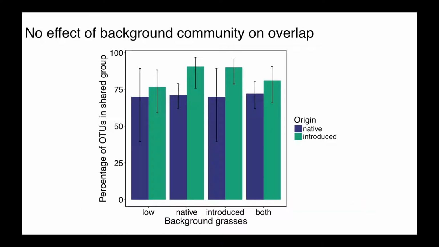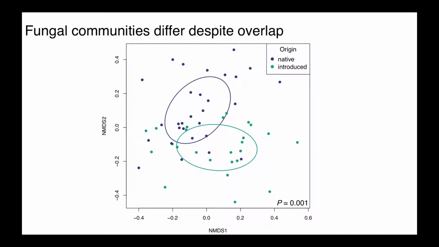And so we looked at if this amount of pathogens that were coming from this generalist group is related to the background community, with the idea that if you're surrounded by natives and you're getting a lot of those pathogens that are coming from natives, then those could be responsible for promoting the transmission. But we didn't see a really strong effect of the background community in this analysis, or in a community analysis of the fungal communities.